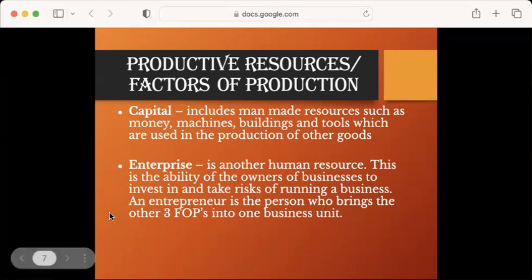But that person is ready to take that risk because he knows, or she knows, that taking such risk may help to make a lot of profits. So this is the person who is called the entrepreneur, or enterprise. This factor is called entrepreneurship. Okay, so we have discussed all the four different types of factors of production with this slide.